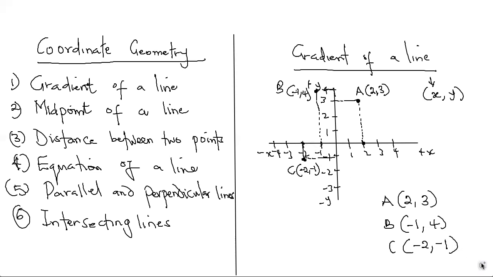Now let's go to gradients. If you have a line, how do you determine the gradient of the line, given 2 points that the line passes through? So let's say I have the coordinate system, and you have a graph of the line. This is y and x. You are told to determine the gradient of the line. So what do we mean by gradient?